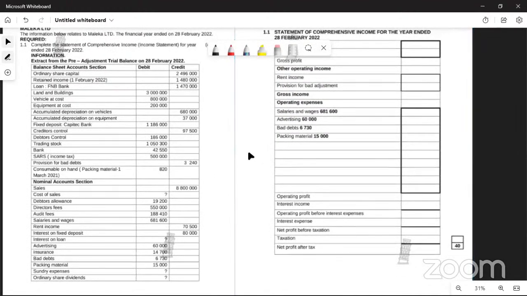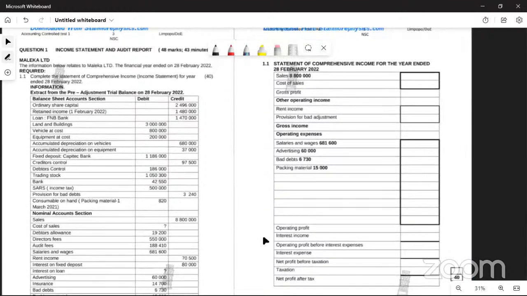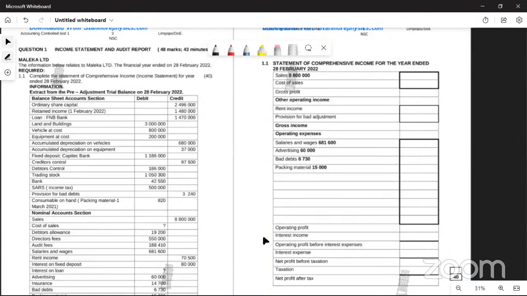Now we are asked in question 1 to prepare an income statement. The information below relates to Maleka Ltd. The financial year ends on 28 February, as we can all see over here, 28 February 2022. Required: complete the statement of comprehensive income for the year ended 28 February 2022, for 40 marks.